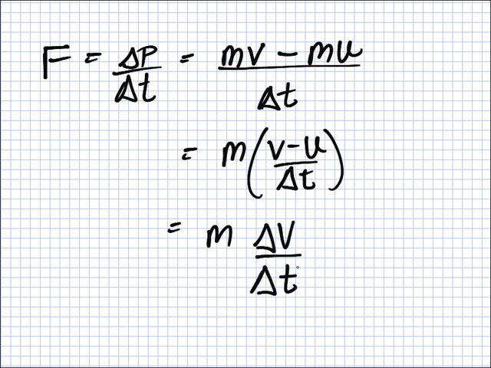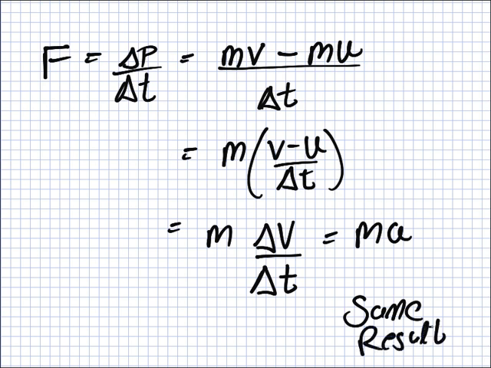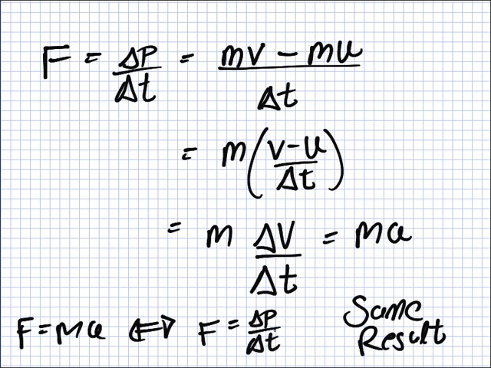Now, I think it should be clear what this is. Yeah. So you can see it's the same. Same result. So F equals ma is really the same thing as saying F equals delta P over delta T.